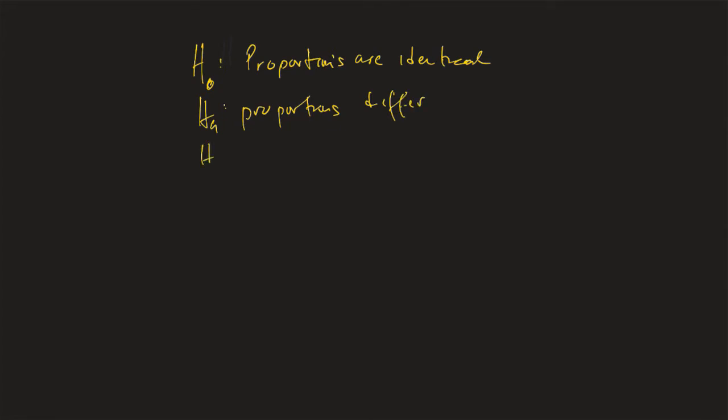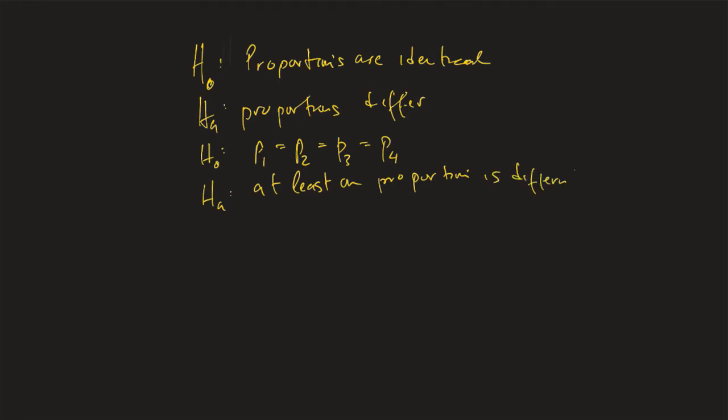If the proportions are the same, it means that we have four countries that we're talking about. So P1 is equal to P2, is equal to P3, is equal to P4. However, if they're not all the same, we don't know which, so we'll just simply say at least one proportion is different. All right. So that's the hypothesis for this particular question.